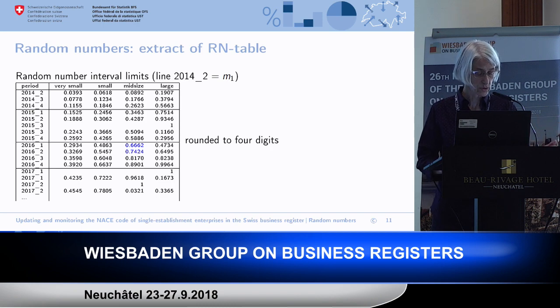But the one for the very small enterprises will be in the fourth quarter of 2021. This means after 8.5 years. So we have this trade-off. The next slide shows the result for the first frame.